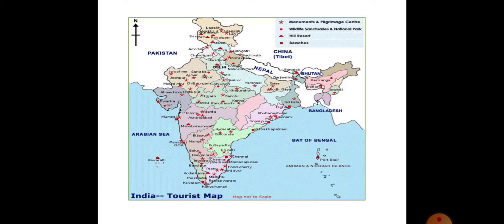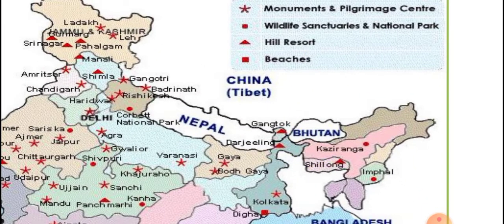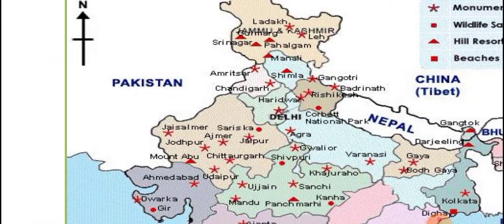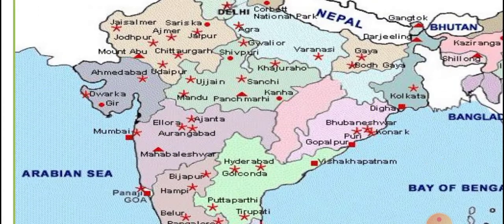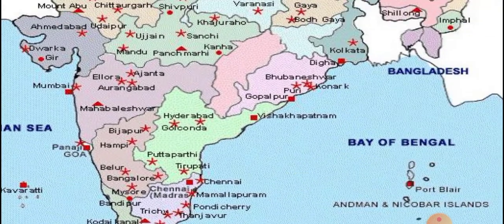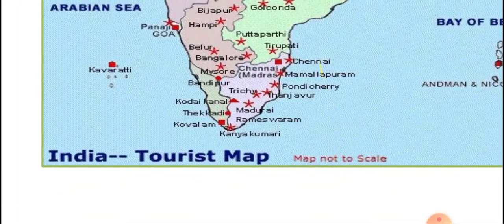Now you do see a map where it shows there's a sea. If you can see the symbols, the star mark shows monuments and pilgrimage centers. The square box shows wildlife sanctuaries and national parks. The hill triangle shows hill resorts. And again another rectangle box shows us beaches. So you can see there are so many monuments and pilgrim places available in India. So many star marks, and then we have hill resorts, beaches, wildlife sanctuaries. So I hope you are able to understand.